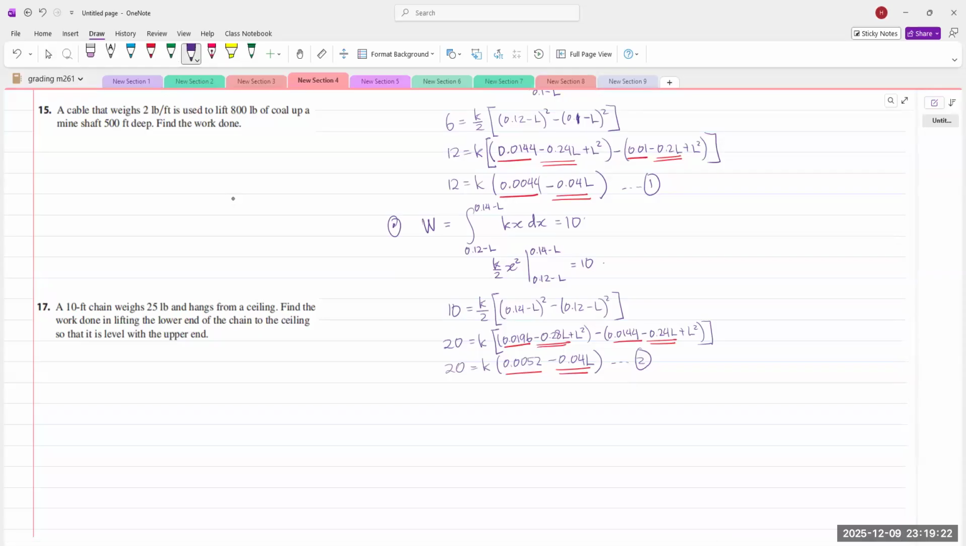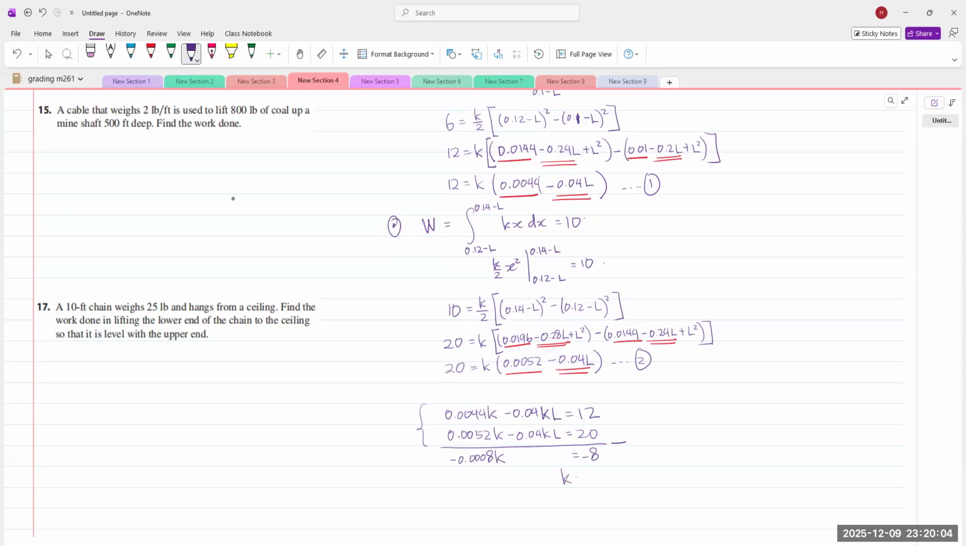So the first equation is 0.0044k minus 0.04k L equals 12. The second is 0.0052k minus 0.04k L equals 20. So if I subtract this, I get negative 0.0008k equals negative 8.